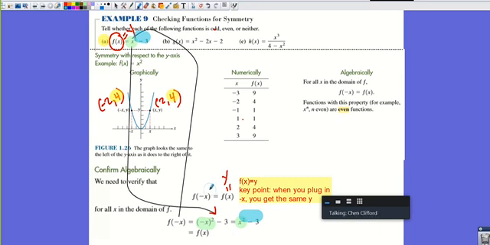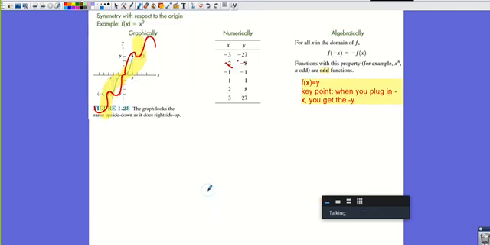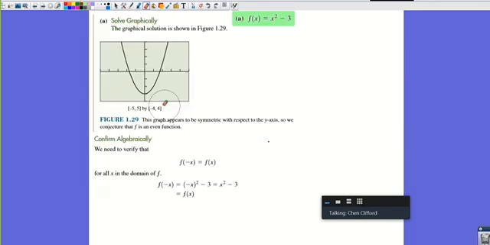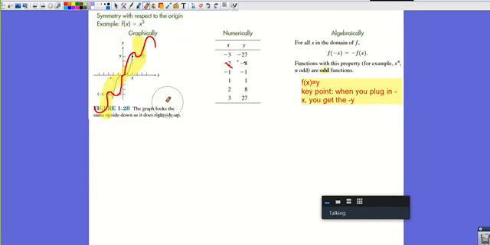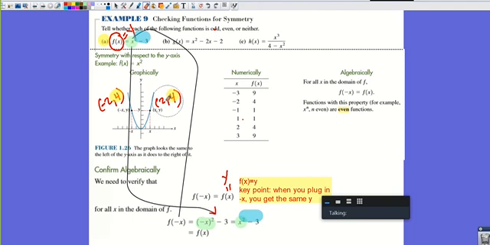Now let's look at odd functions. This is the one I really want you to pay attention to. So here's an odd function. Let's look at this guy right here.